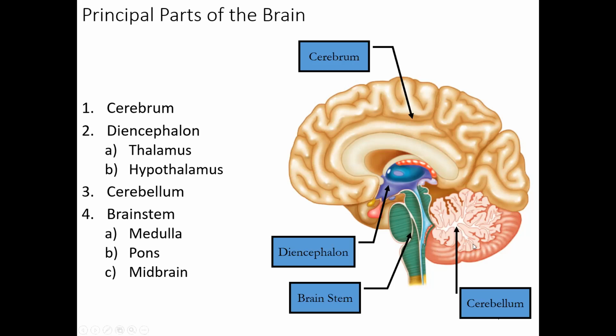Back here, we have the cerebellum. The cerebellum is our motor memory area, where we refine all of our motor actions, where we store the memories of how to do things like riding a bicycle or driving a car.